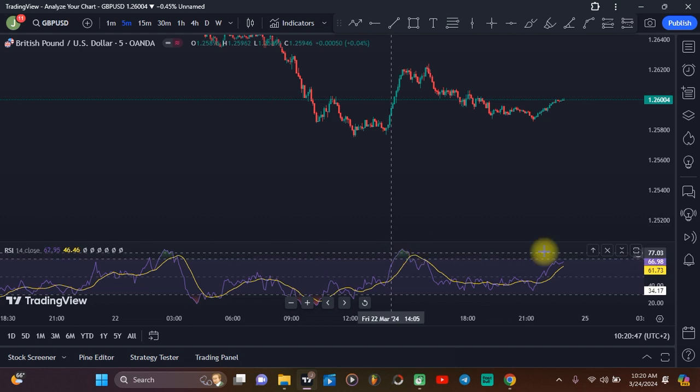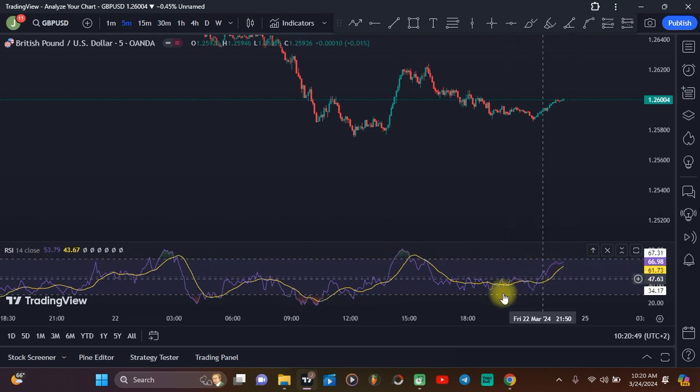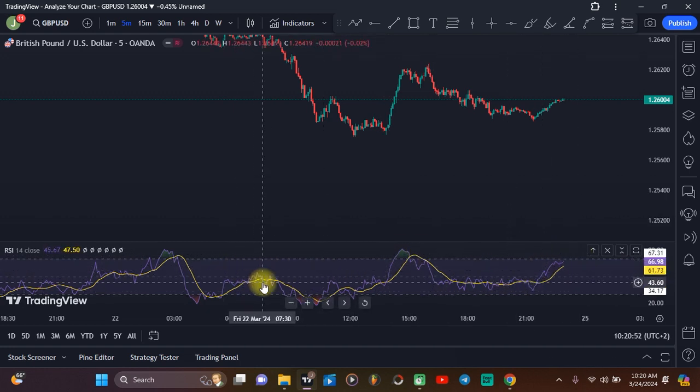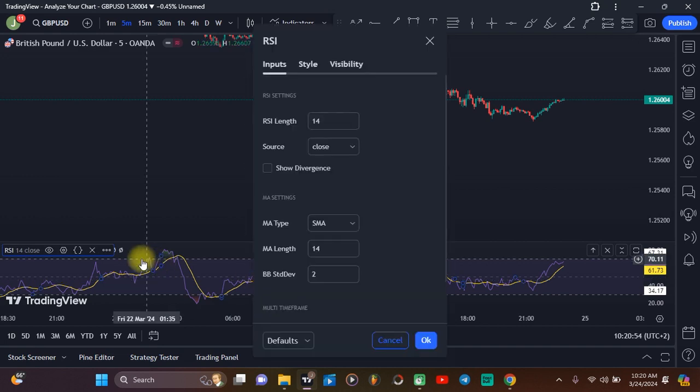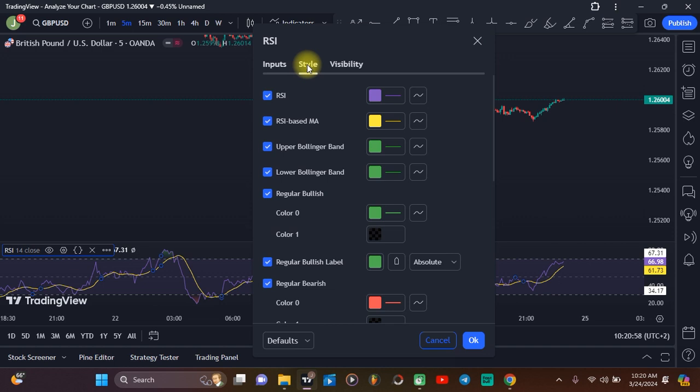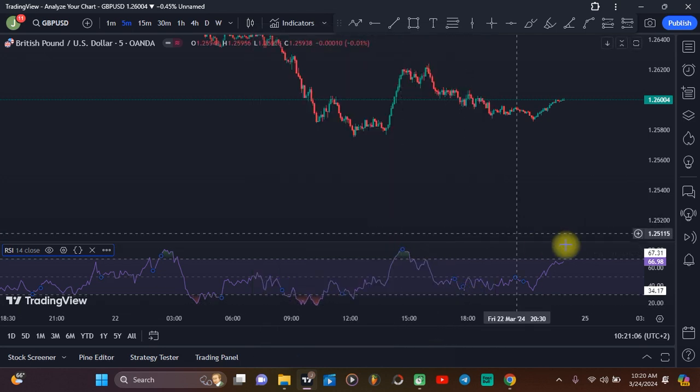Now we're gonna go ahead and remove this yellow line. We don't need this yellow line, so you can go to the settings and then style, and then you can just disable that and then press OK.